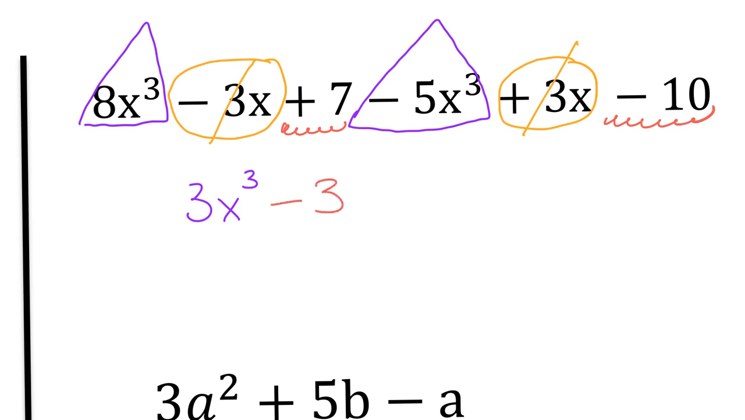So my answer starts with the highest exponent, and that's the only exponent we have here for x. So that's the highest one. And you guys descend until you guys have the constant at the end. So my answer is this one, 3x cubed minus 3.